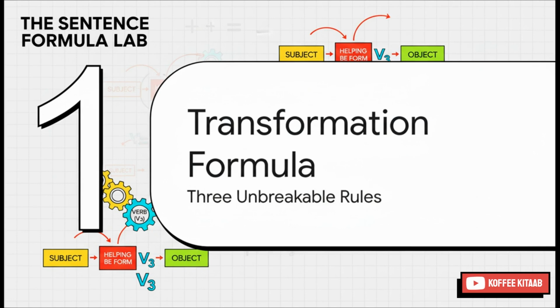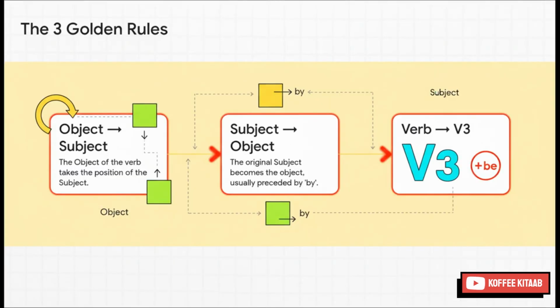It's all built on 3 super simple, unbreakable rules. Here they are, the 3 golden rules. Pay attention, because this is the foundation for everything. Rule 1, the object of the sentence scoots over to the front and becomes the new subject. Rule 2, the original subject moves all the way to the end and you stick the word by right in front of it. And rule 3, and this one is absolutely non-negotiable, the main verb always changes to its third form, the past participle, always.